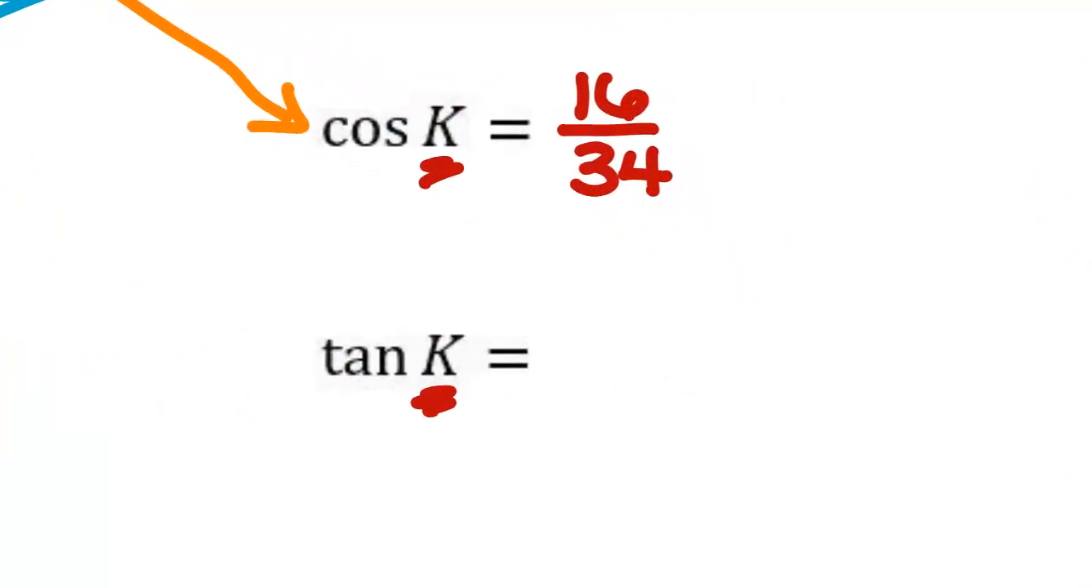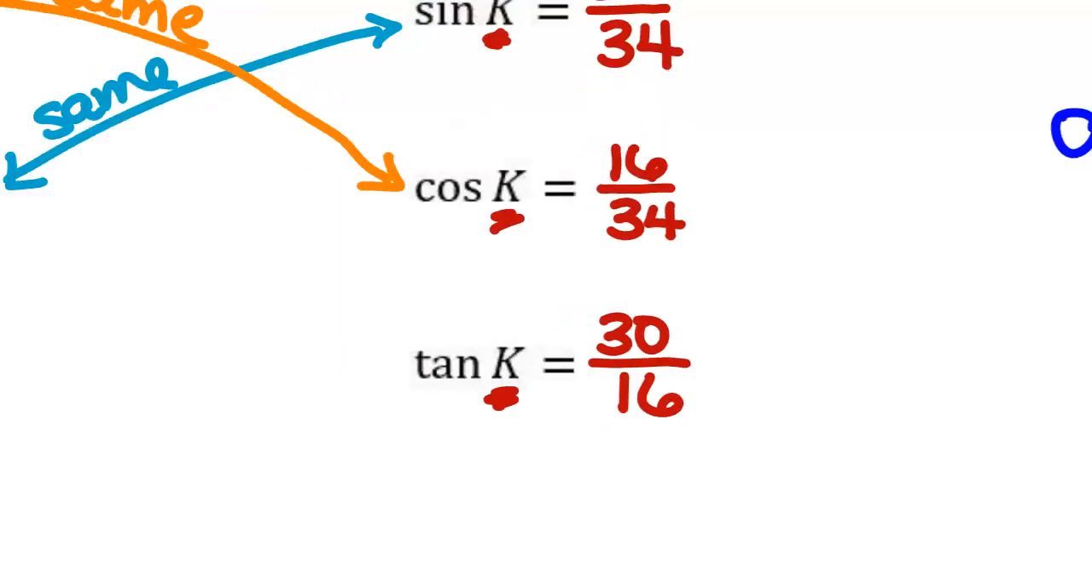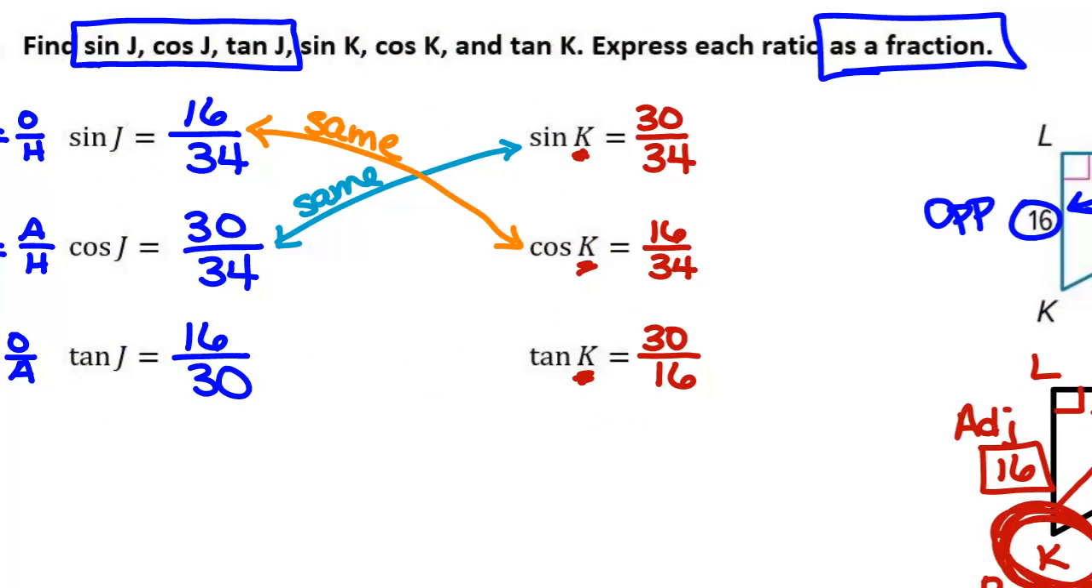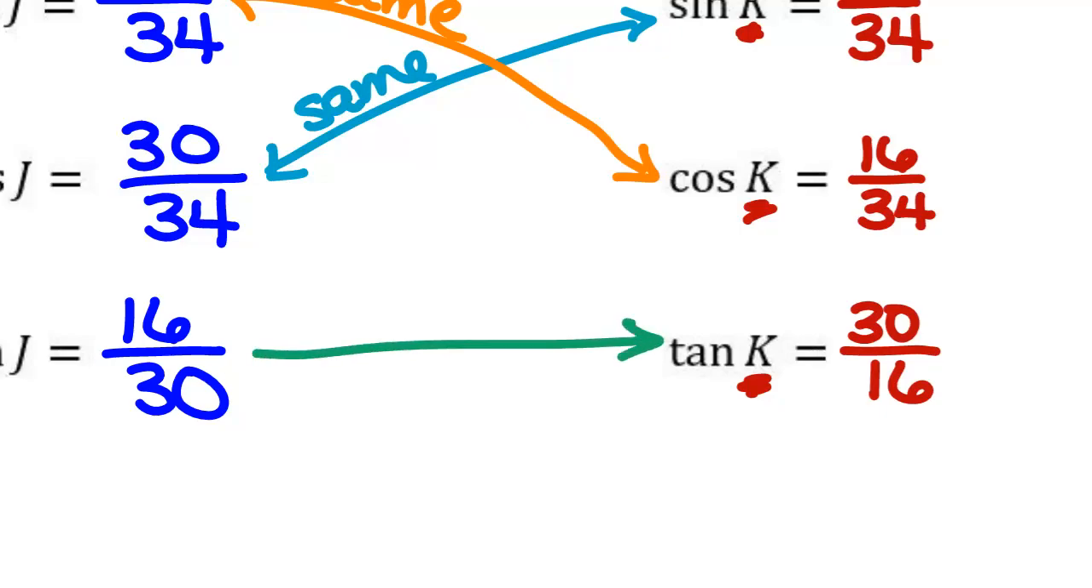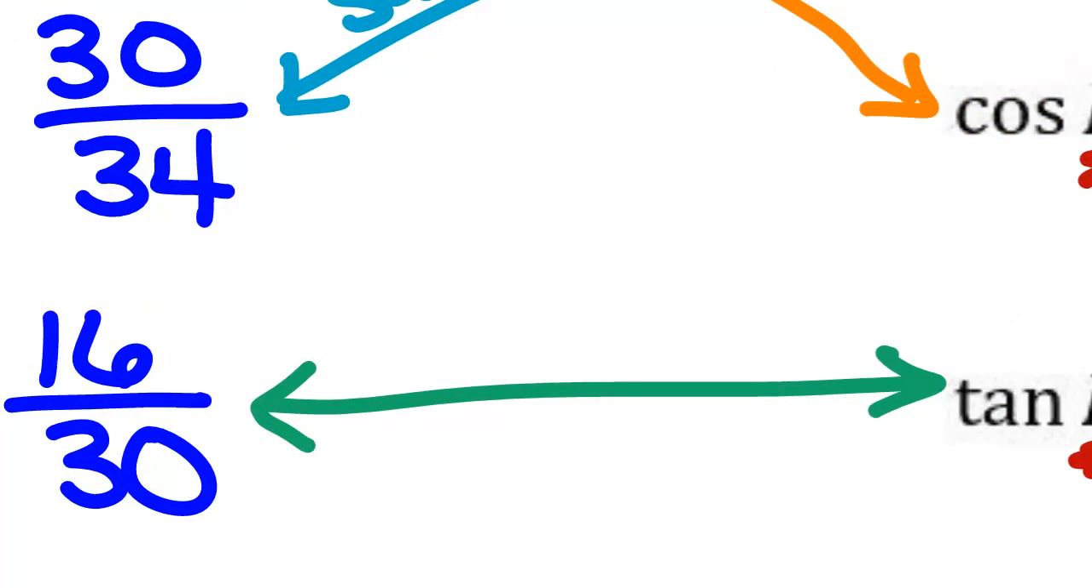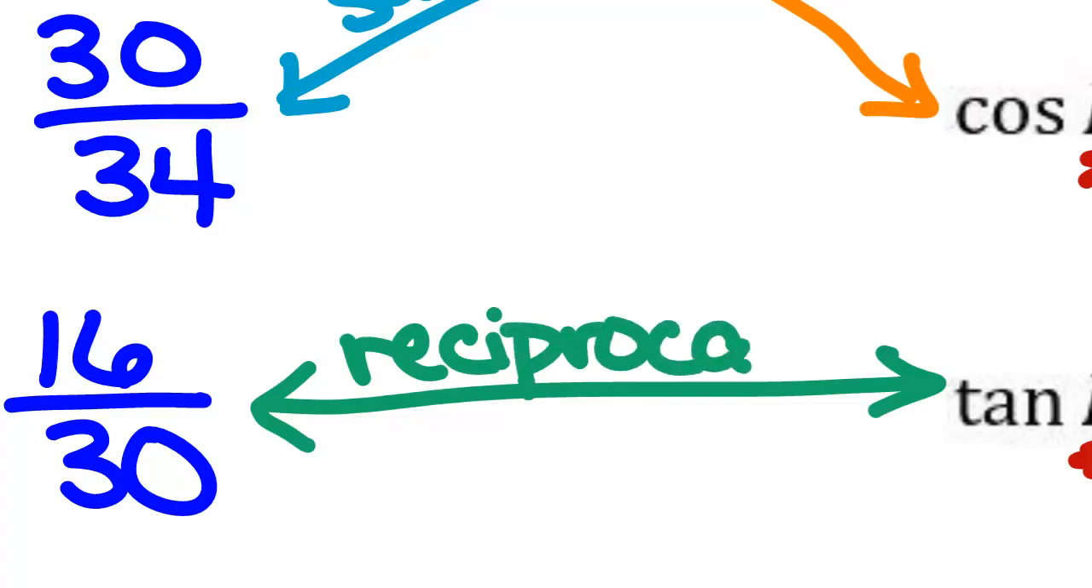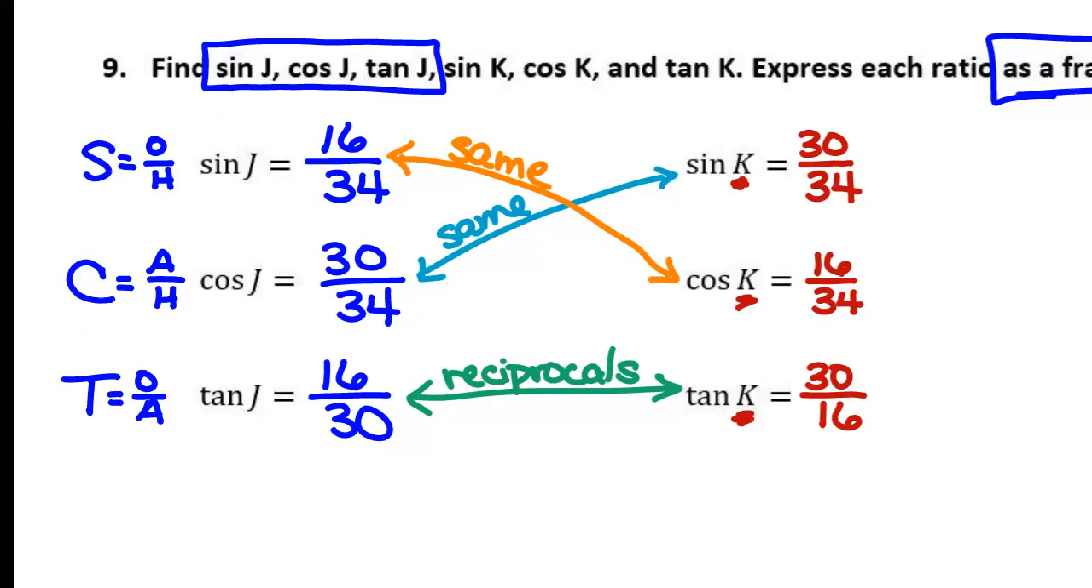And then tangent, TOA, opposite over adjacent, we would have 30, my opposite side, over 16, my adjacent side. When I compare the tangents, they are not the same, but they are reciprocals. It's the same two numbers, but they're flipped over on the fraction from each other.